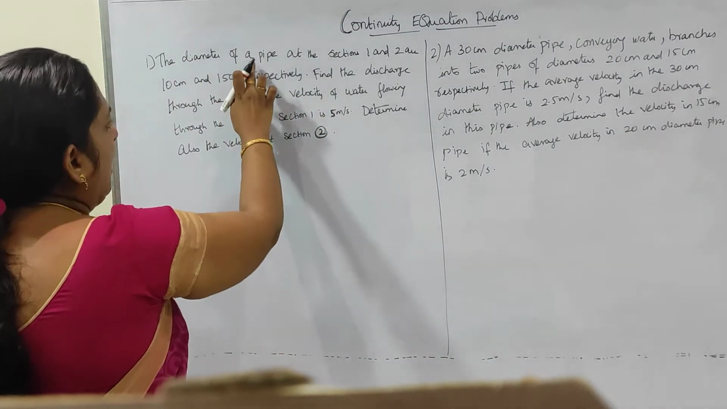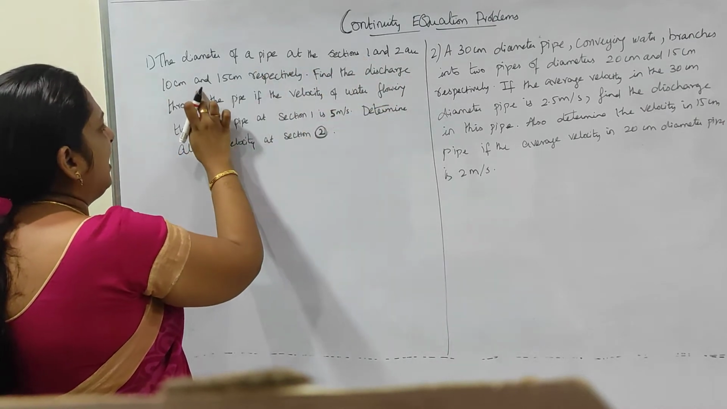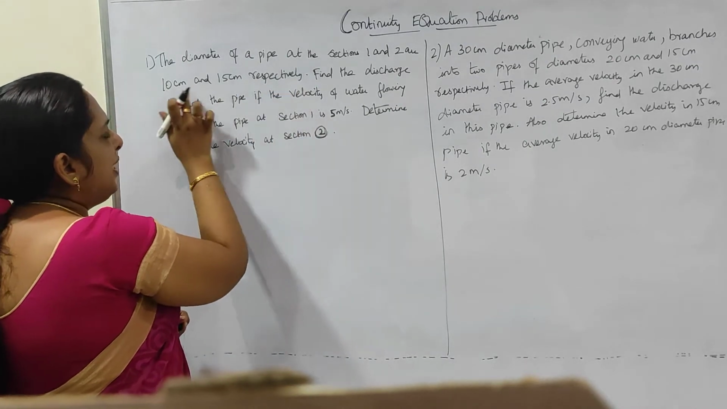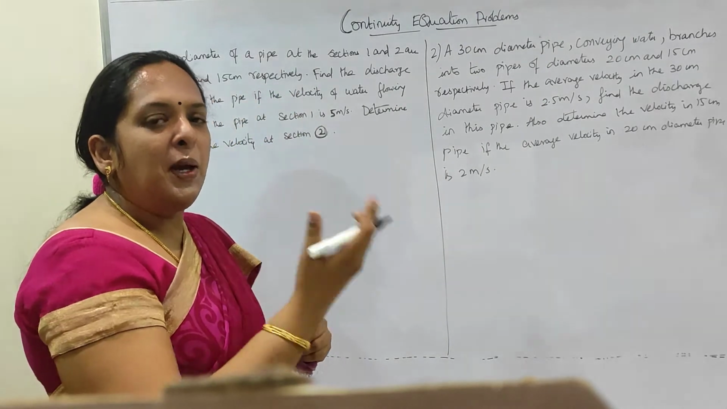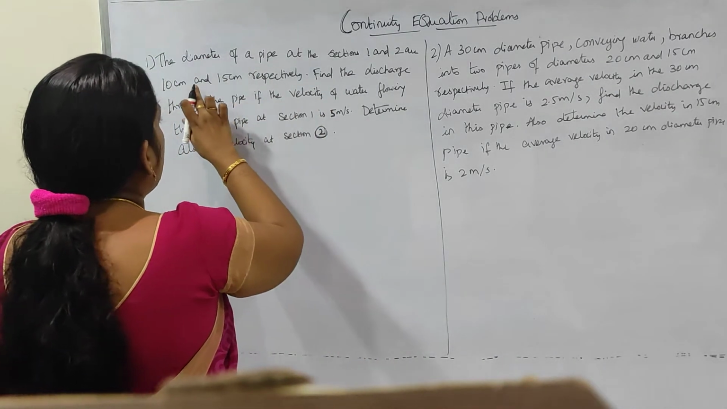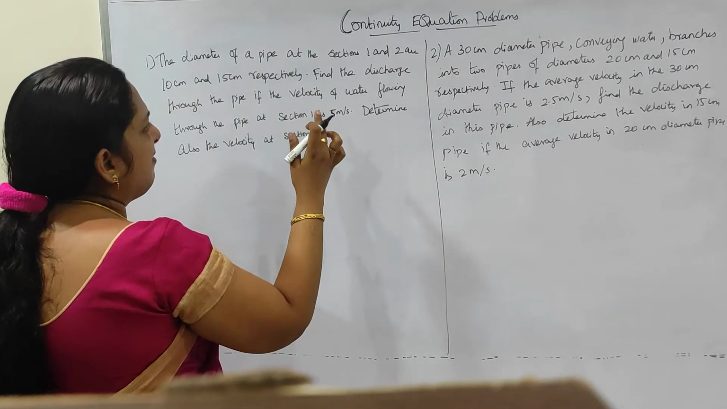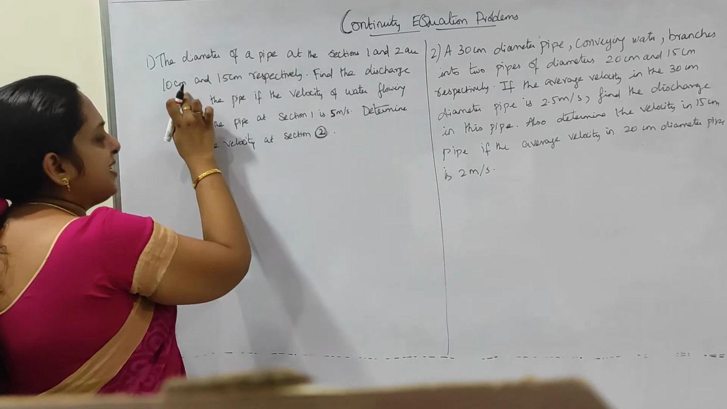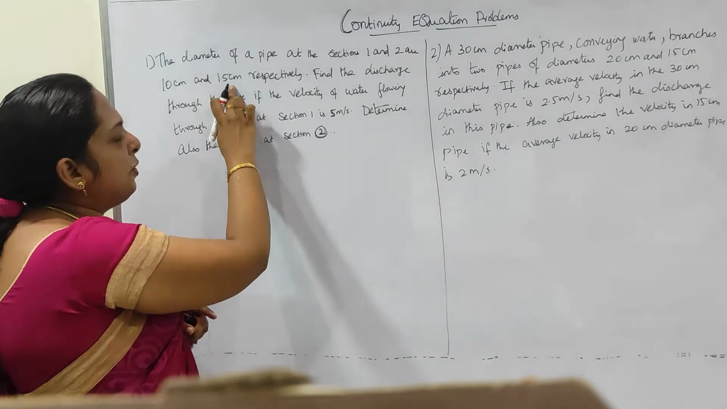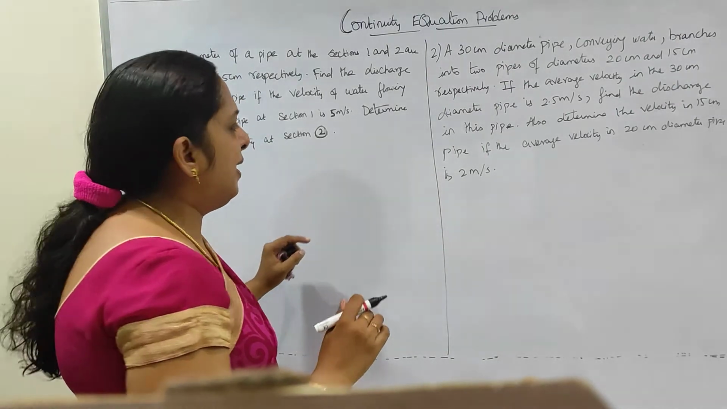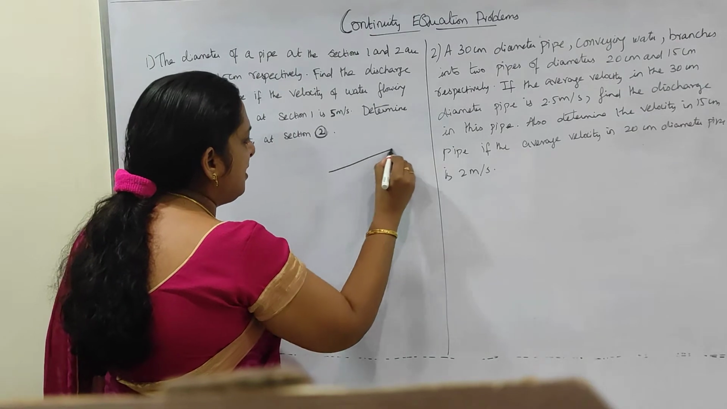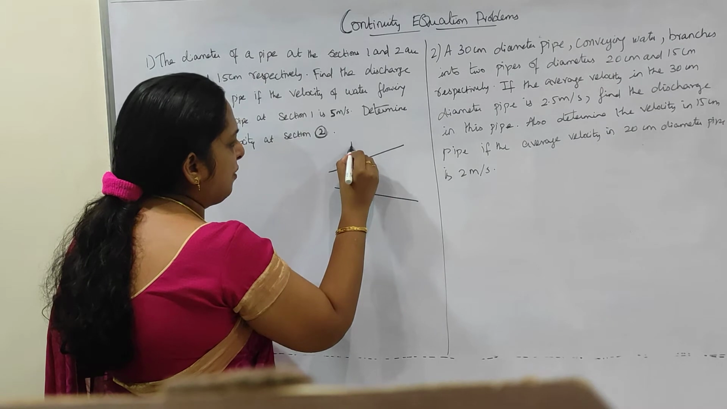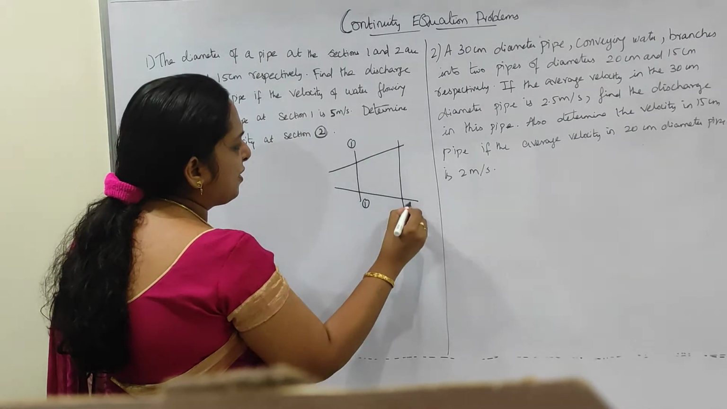The diameters of a pipe at sections 1 and 2 are given here, which are 10 centimeter and 15 centimeter respectively. So what does it show? We have to try to picturize these values. The diameter of the pipe is given at section 1 and 2. At section 1, the diameter is 10 centimeter, while at section 2, the diameter is 15 centimeter. That means section 1 is narrower compared to section 2. This is your section 1 and this is your section 2.